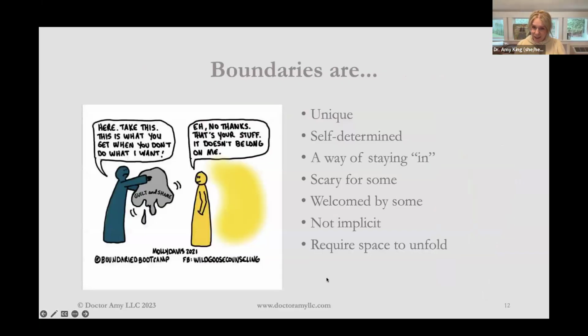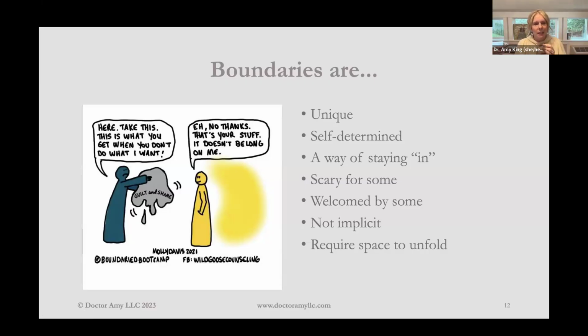But in actuality, boundaries are unique, and they are self-determined by each of us. They're actually a way of staying in a relationship. I want you to think about what relationship might mean: with yourself, with a colleague, with your clinic, with your organization. We set a boundary because the assumption is, I want to be in this with you. I'll give you an example in just a moment. It's scary for some people and welcomed by others, and boundaries are not implicit. They take time to unfold, to figure out where we are and what season of our life we're in.